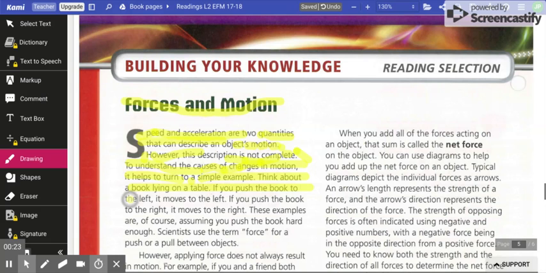If you push the book to the left, it moves to the left. If you push the book to the right, it moves to the right. These examples are, of course, assuming you push the book hard. Scientists use the term force for a push or pull between objects.